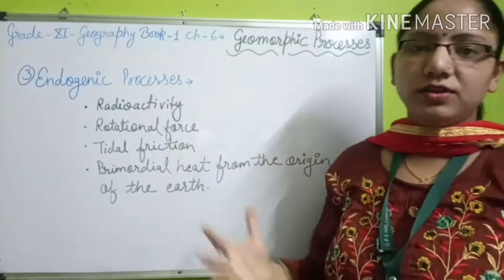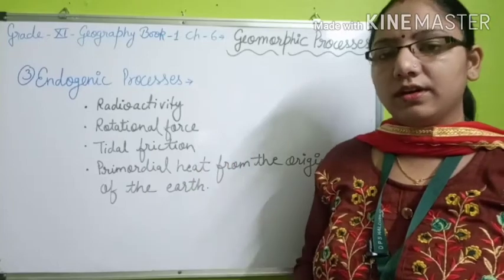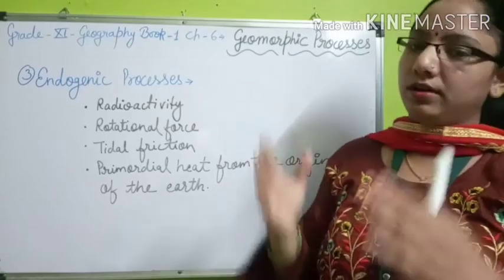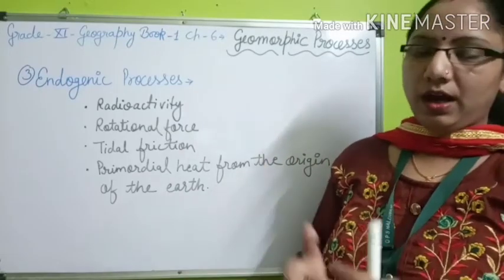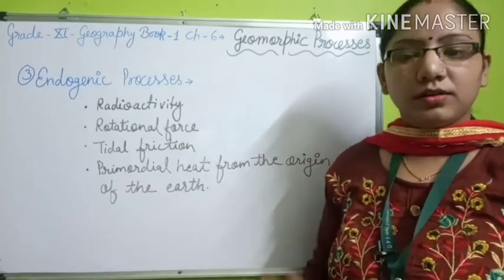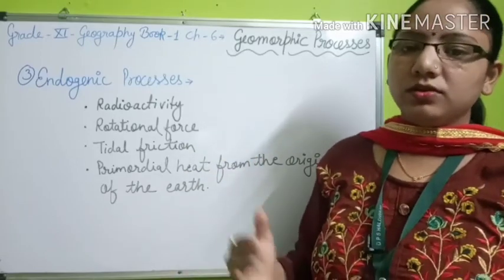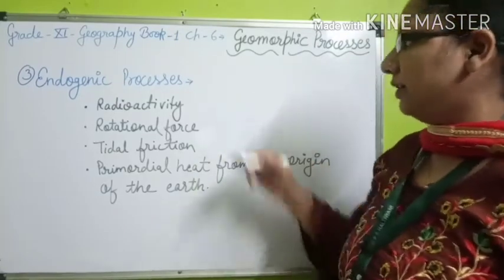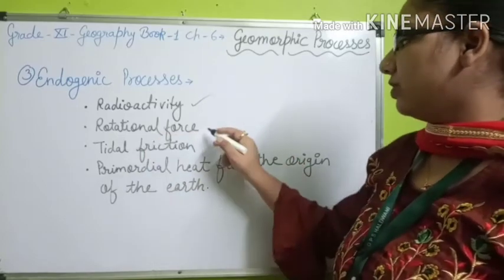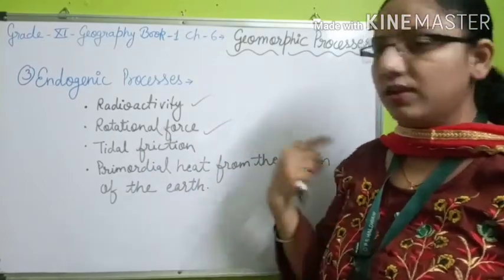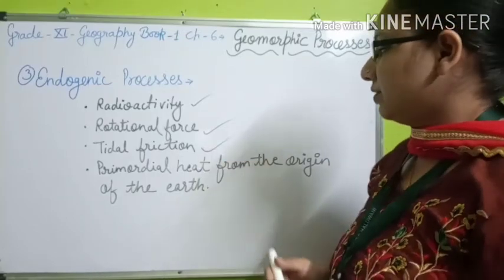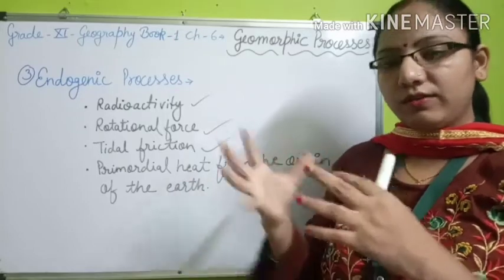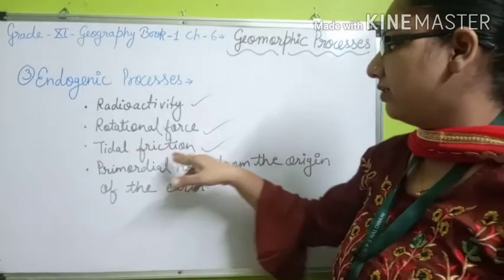Students, the endogenic process occurs inside our earth. The energy which is emanating from within the earth is the main force behind the endogenic geomorphic process. We can include these types of activity in the endogenic process: radioactivity, the rotational force of earth movement, and the tidal friction, which is caused by the new moon and full moon, the gravitational force through which the tidal friction occurs.